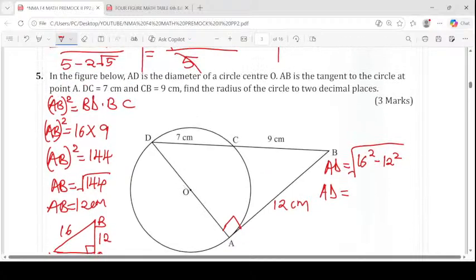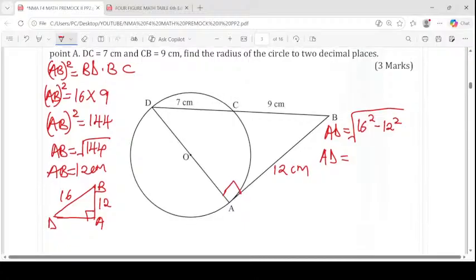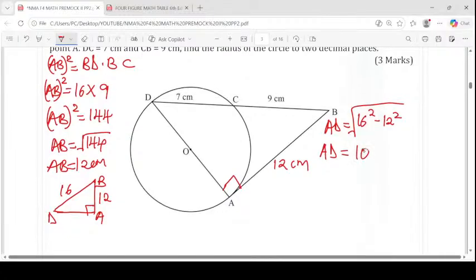Are they giving us the number of decimal places? Yes, 10.58 centimeters. But what is this AD? AD is basically the diameter of your circle.